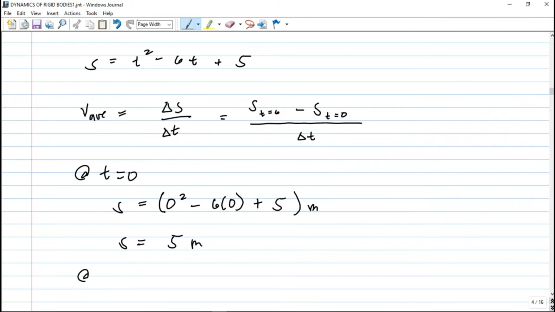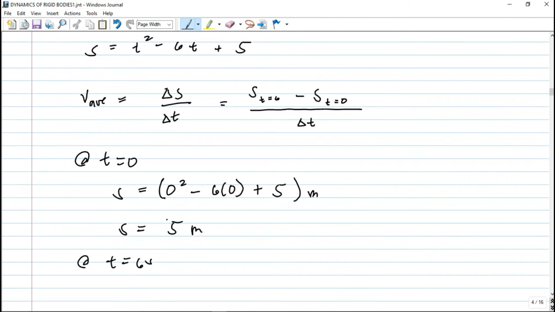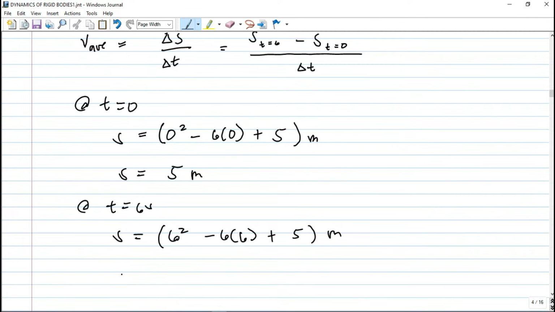At time 6 seconds, let's just substitute 6 for t. So we have S is equal to 6 squared minus 6 times 6 plus 5, in meters. So the position at 6 seconds is 36 minus 36 plus 5. This is also 5 meters.